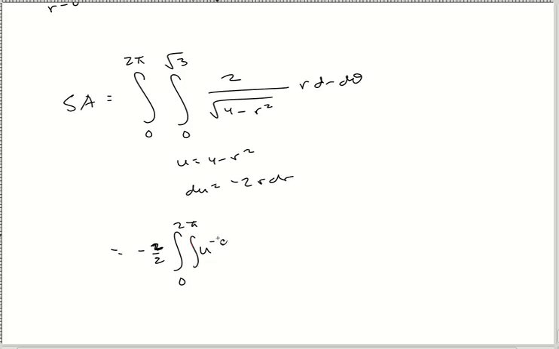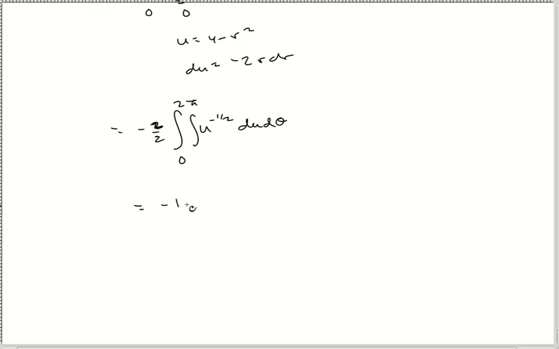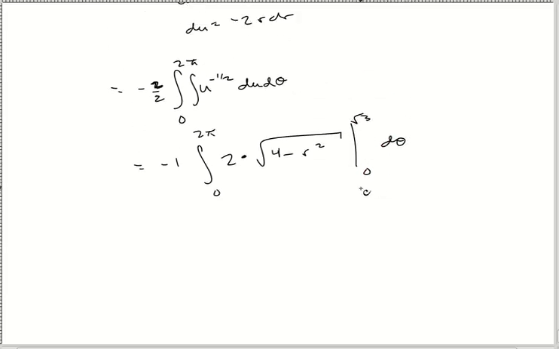So integral u to the negative 1/2 du d theta. When I add 1 to the power and divide by the new power, dividing by 1/2 makes it a times 2 of just the square root of 4 minus r squared, from 0 to square root 3, d theta. If it seems like there's a lot moving along, well, it is. It's a pretty long problem, actually.